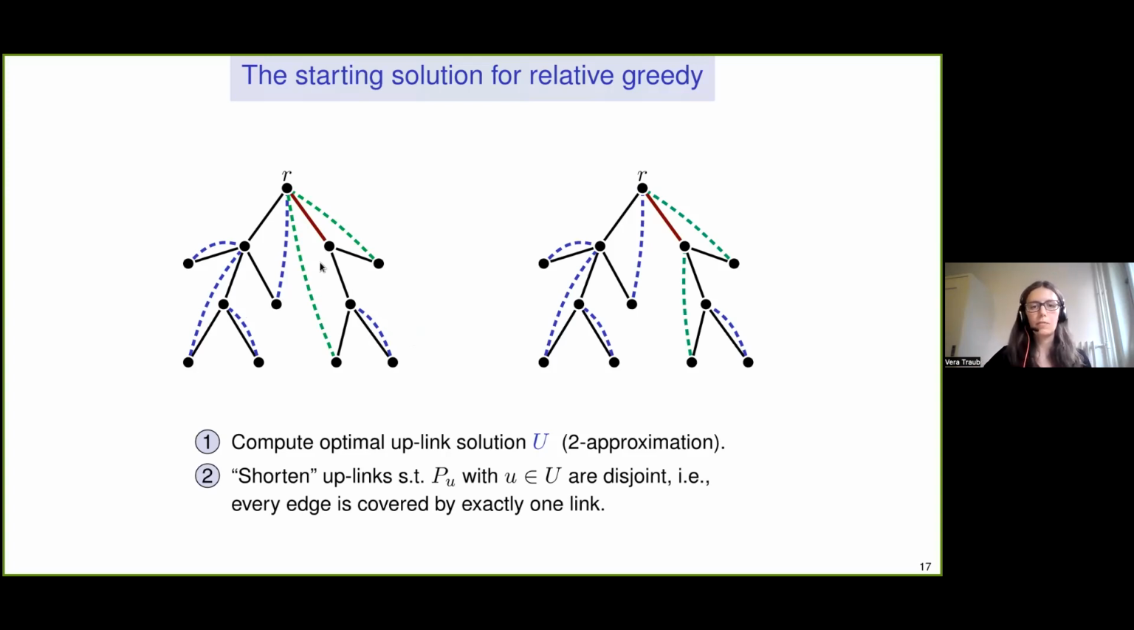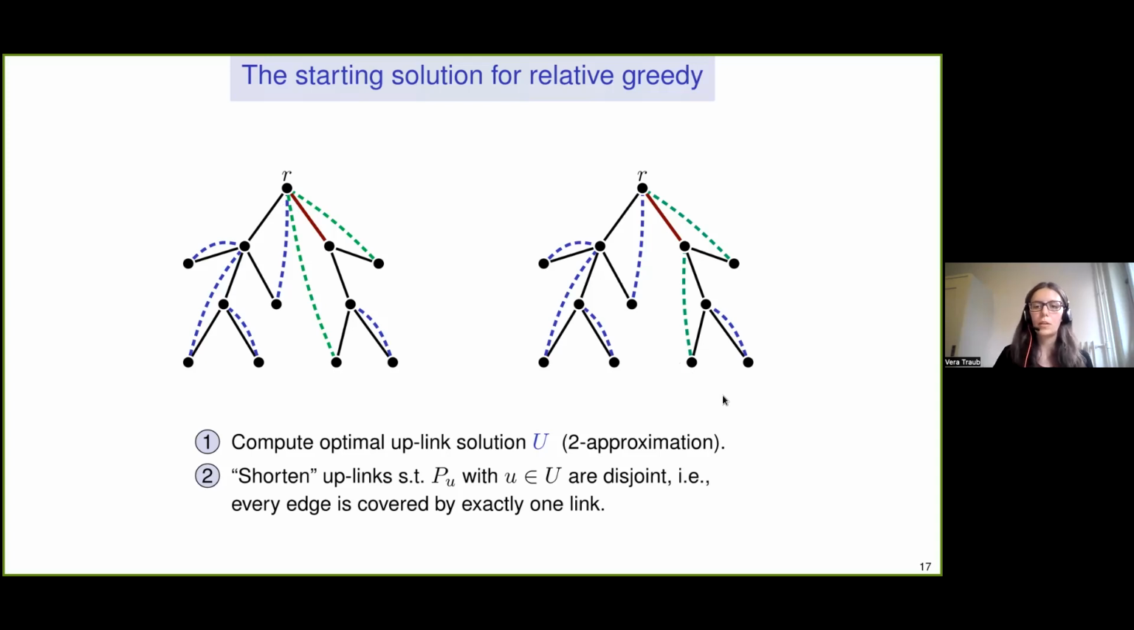So we know that we have a feasible solution here on the left, so every edge will be covered by at least one of the uplinks, and we want to make sure that every edge is covered by exactly one of the uplinks. So here on the left, for example, this brown edge here is covered by both of the two green links. And in order to avoid this, what we'll do is we'll shorten one of the green uplinks, namely by just moving this endpoint of this green uplink downwards along this brown edge. So here we've shortened this left green endpoint.